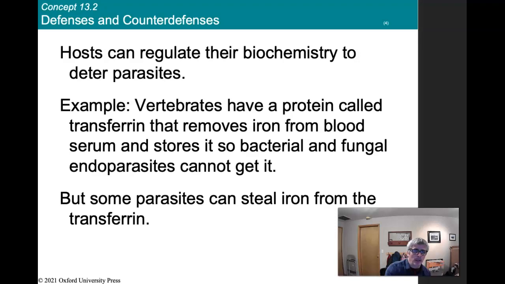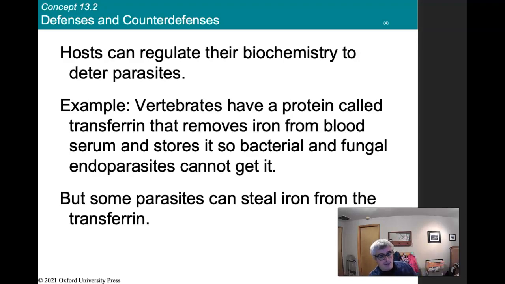And hosts can regulate their biochemistry to deter parasites. This is an interesting one where vertebrates have a protein called transferrin, like transfer and iron, transferrin. That removes iron from the blood serum and stores it, so bacterial and fungal endoparasites can't get to it. So effectively being able to pull iron out of your blood, store it in specialized cells or vacuoles until that bacterial or fungal endoparasite is gone, and then re-release it.